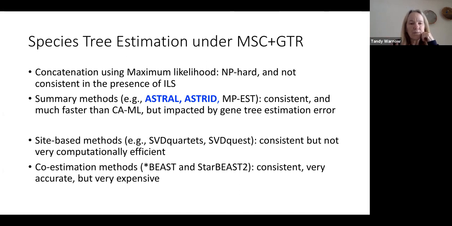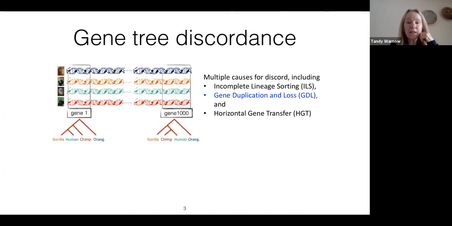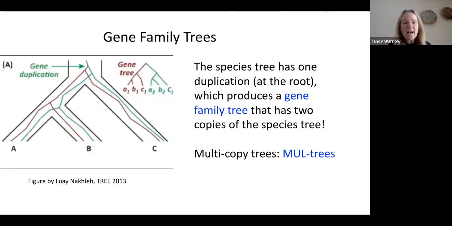Okay, now I'm going to switch over to gene duplication and loss, because that's the topic we're covering here. I want you to see what a gene family tree can look like. So if you have a single duplication at the root of a species tree, in this case, it's a rooted species tree, you can get 2 copies of the species tree in your gene family tree, okay? So your gene family tree has extra copies of the species. And that makes inferring the species tree kind of complicated.